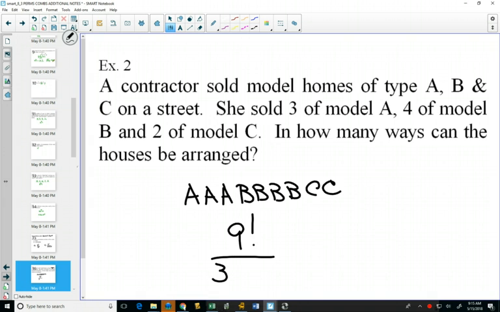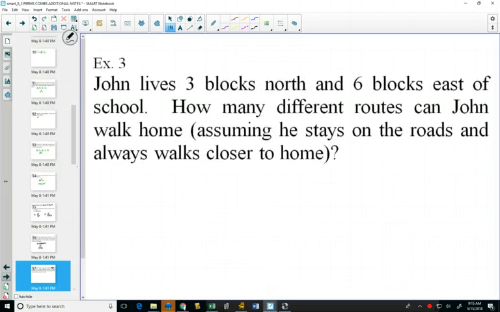We have identical objects. And so we divide by 3 factorial for the A's, 4 factorial for the B's, and 2 factorial for the C's. I'm going through these rather quick because we have seen all of these questions already once from our textbook.